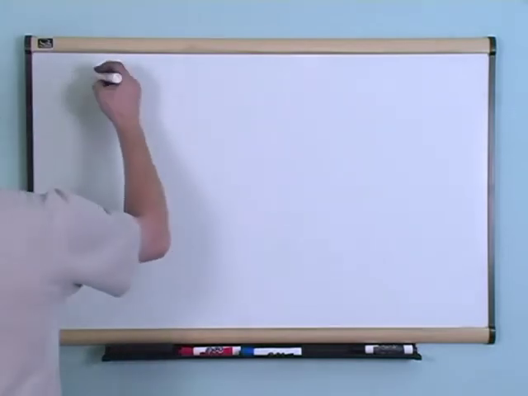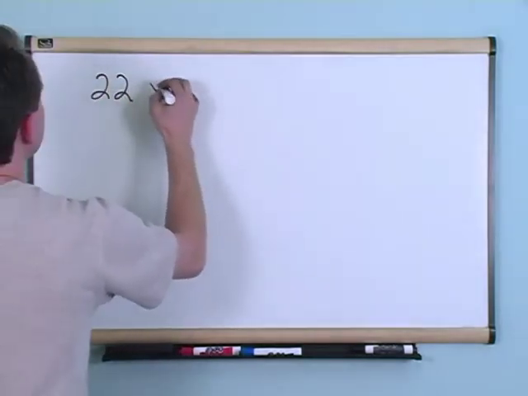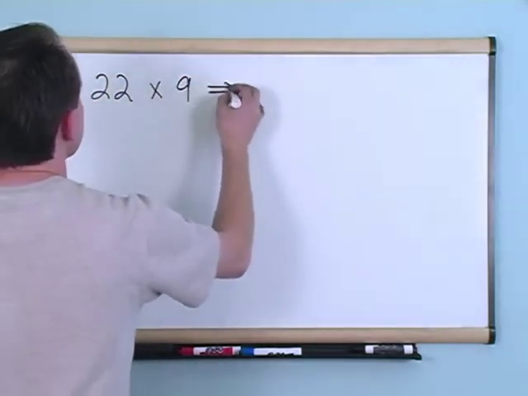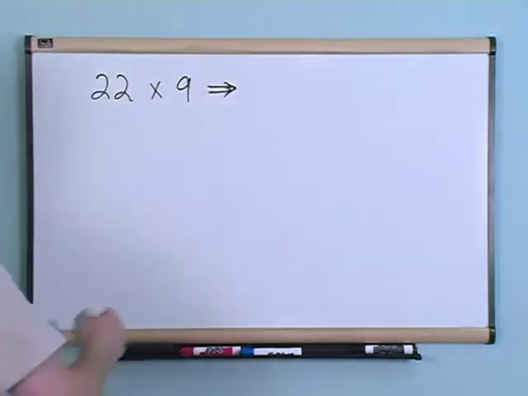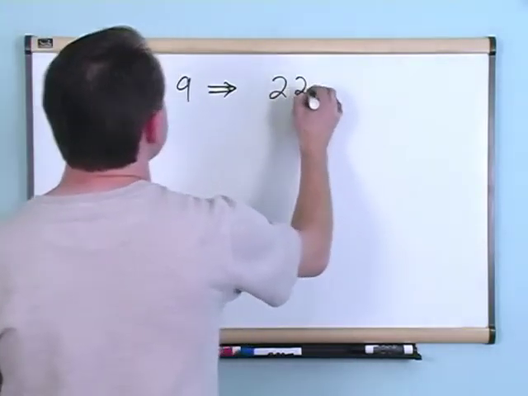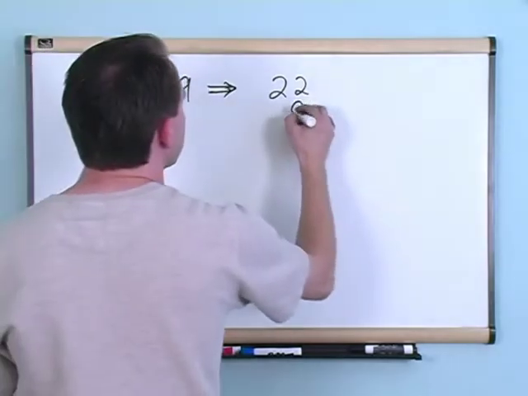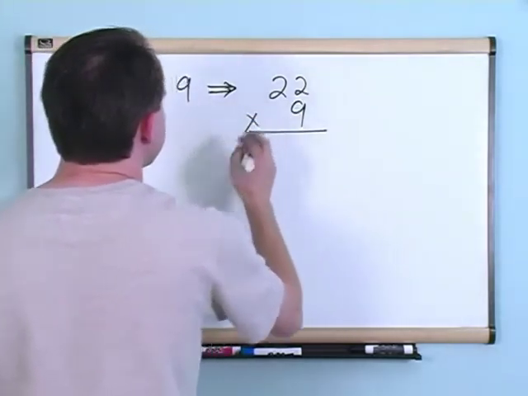Keep watching. Okay? What if we had 22 times 9? What do we do next? Let's write the 22 on the top, okay, the bigger number. Let's write the 9 on the bottom, like this, okay?